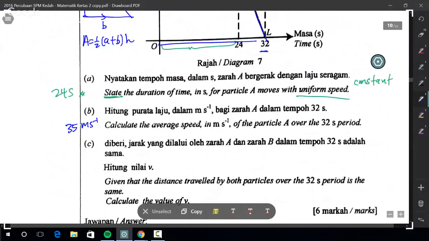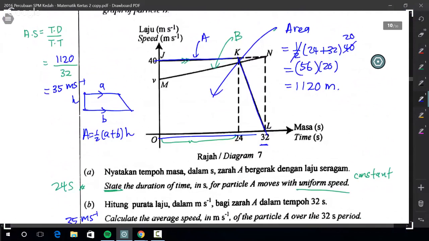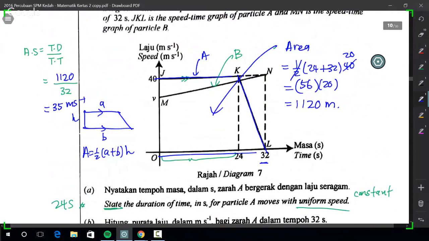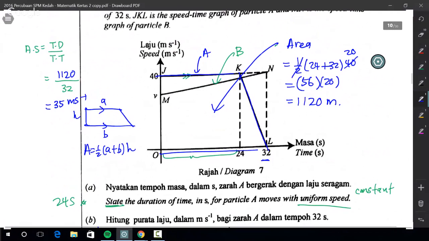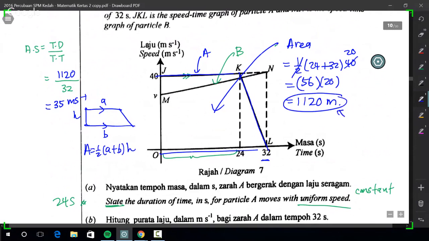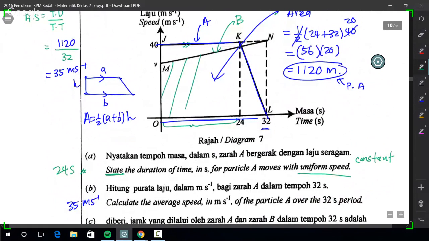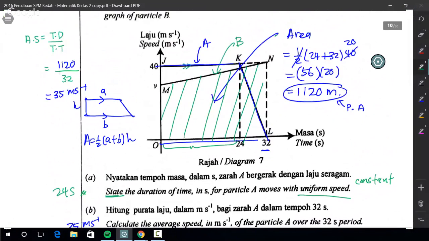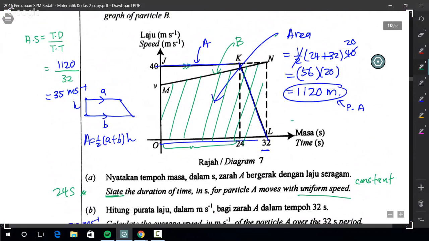C, find the value of v given that the distance traveled by both particles over 32 seconds is the same. So this question is trying to tell me that the distance just now, this is for particle A, will be the same as the distance traveled by particle B. Particle B basically is this one, I shaded it in green. They say both of them will have the same distance. So this one basically is a trapezium as well. So I will find the area of this trapezium here.